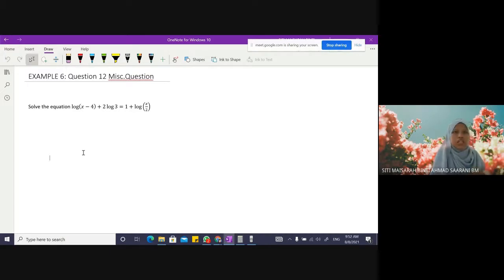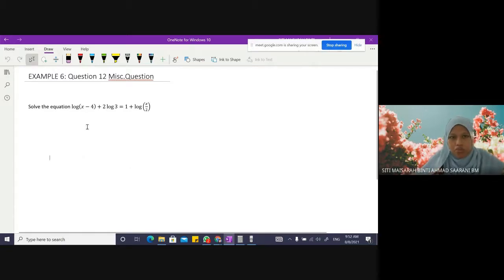Okay, the question asks to solve the equation log x minus 4 plus 2 log 3 equals to 1 plus log x over 2. This is log base 10. Dia tak tulis tu maksudnya log base 10. Okay.